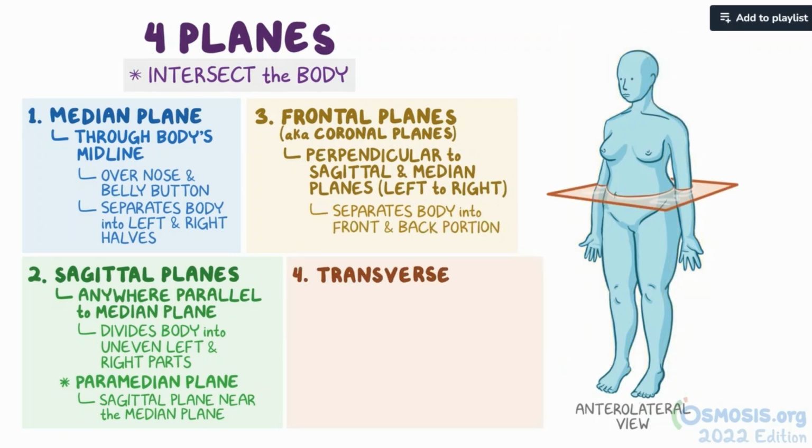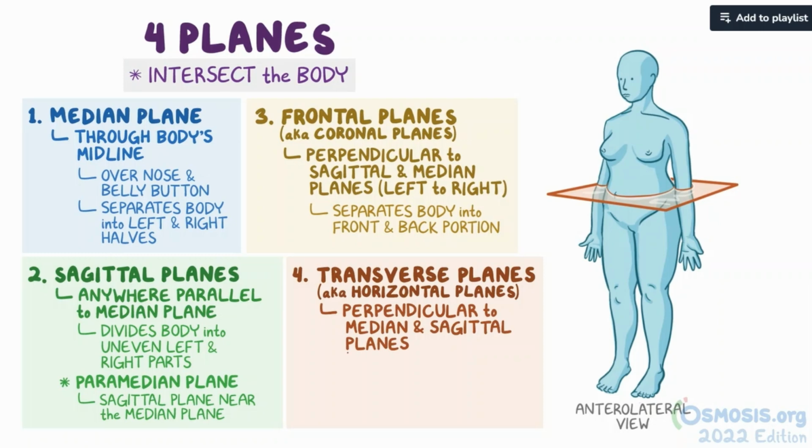Finally, we have transverse planes, which are the only horizontal planes and thus are also known as, you guessed it, horizontal planes. These planes are perpendicular to the median and sagittal planes as well, but they divide the body into an upper portion and a lower portion. In radiology, it's also common to use the term axial plane, which is short for transaxial plane.